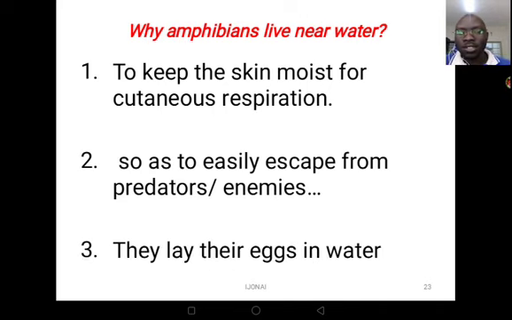And then the other one, of course, and which is the most important, is they lay their eggs in the water. These organisms have not yet evolved to lay shelled eggs. So therefore, their eggs stand a very high chance or a very high risk of losing water in case they are laid outside the water. So therefore, the eggs must be laid in water. Even if these organisms live on land, when it comes to breeding season, they always have to return to water. So you can now appreciate why these organisms live near water.